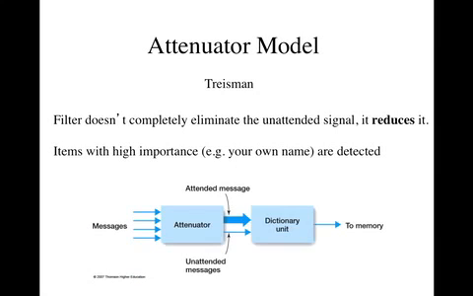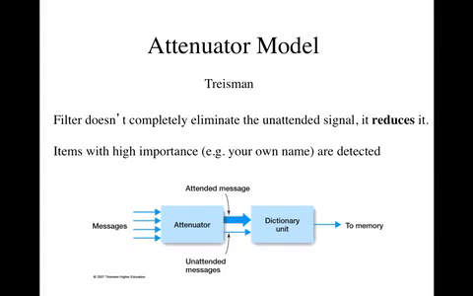So this brings us to the attenuator model, which suggests that it's not the case that the filter completely eliminates the unattended signal. Rather, it reduces it. You can think of it as almost cranking down the volume on the unattended message. And what happens is that items with high importance, for instance your own name, are detected. It's like if somebody whispers your name, you might hear it because your name is very important to you. Whereas if somebody whispers something completely unimportant to you, you might not process it.